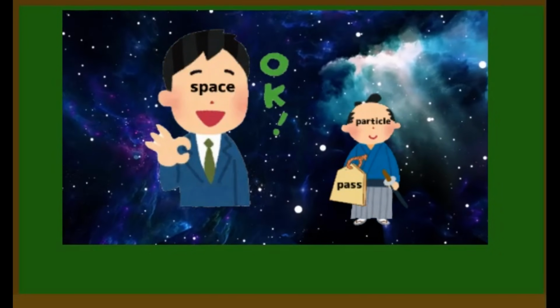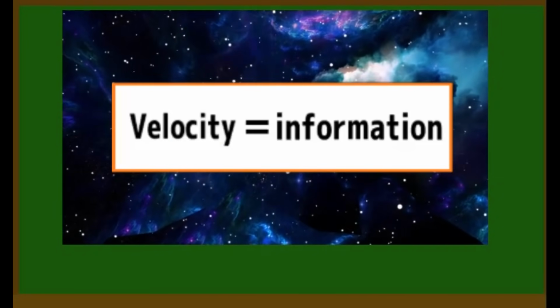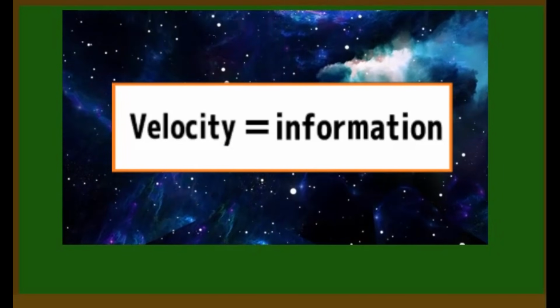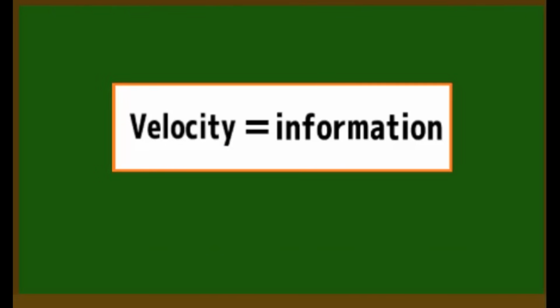So, without the information of velocity, they can't move through space? It really is like a pass. Well, think of it as a way to help you understand. In reality, we don't know what velocity truly is, just like how energy can't be defined in physics. Anyway, what's important here is that it's information.